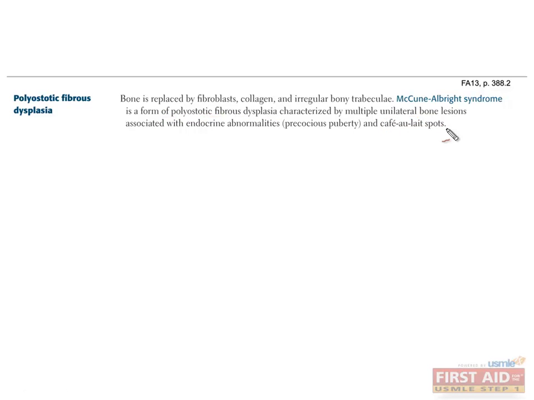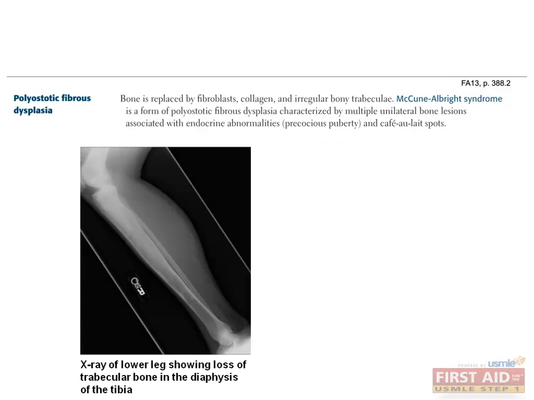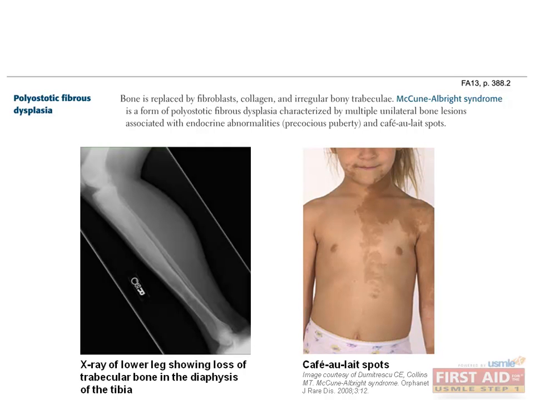The final component of the syndrome is an endocrine abnormality. The classic one you'll hear about is precocious puberty. It's a really interesting presentation, actually. Here you can actually see loss of trabecular bone in the diaphysis of the tibia, and here we have a picture of the classic cafe au lait spots.